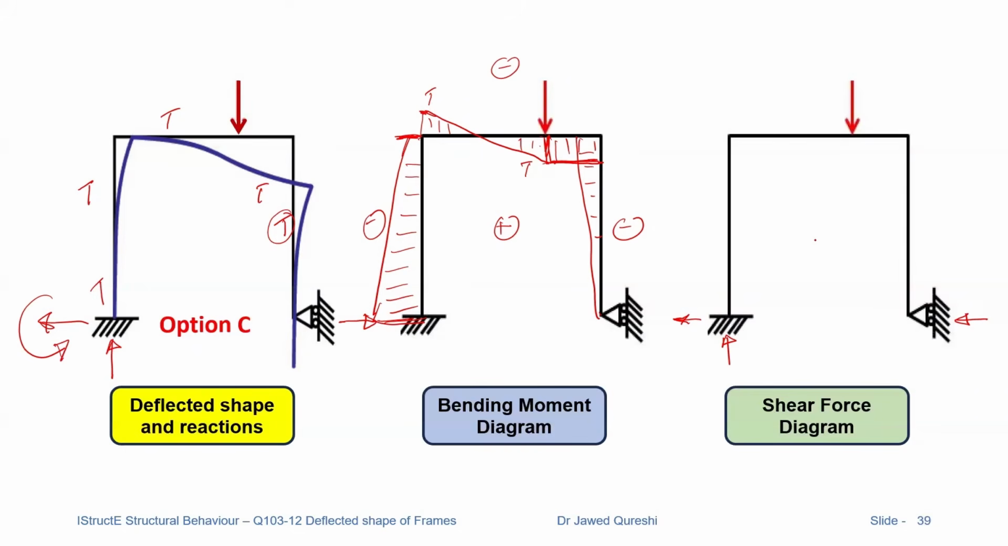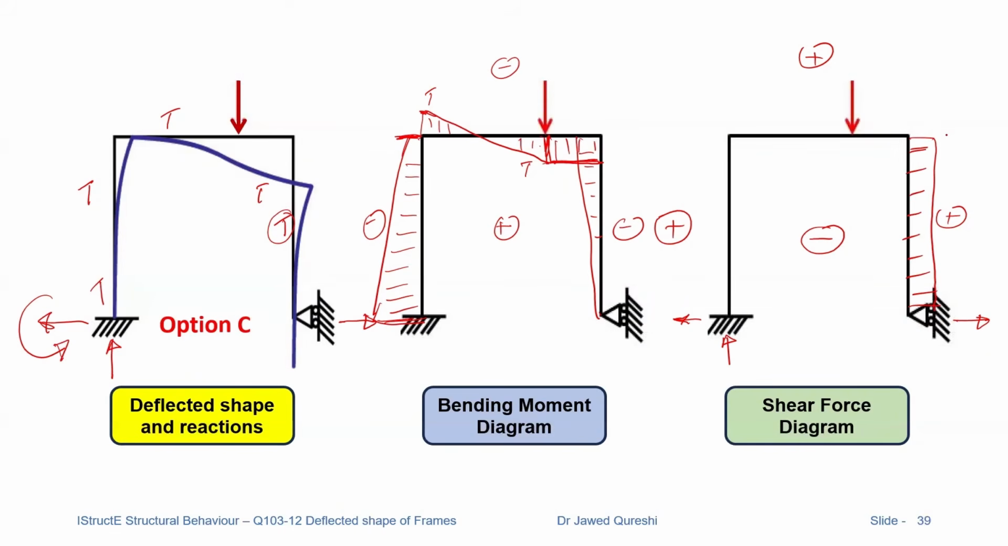Then I will draw the shear force diagram. Shear force negative is drawn inside, positive is drawn outside. Remember that this is rightwards, not leftwards. And this rightward force will create an anti-clockwise shear force. So anti-clockwise shear force is drawn on the positive side. So I will draw it here.